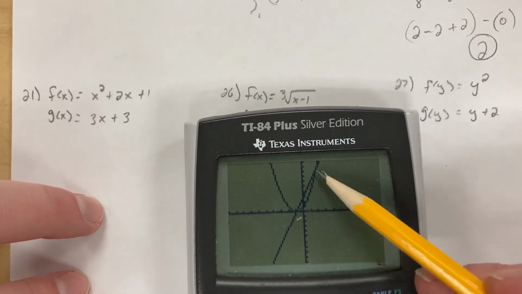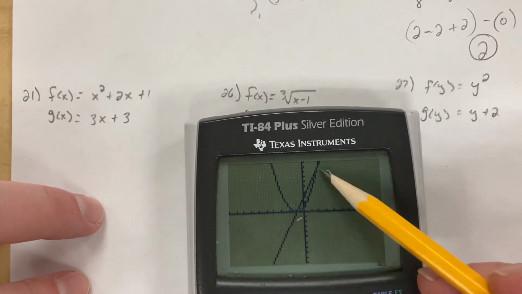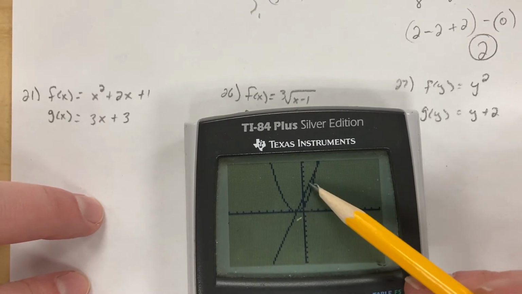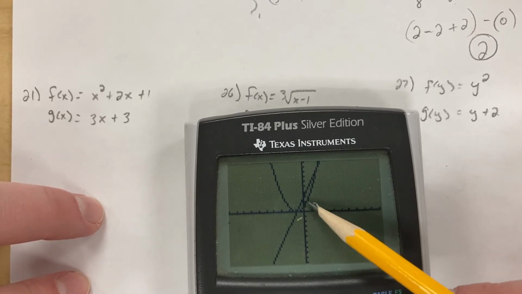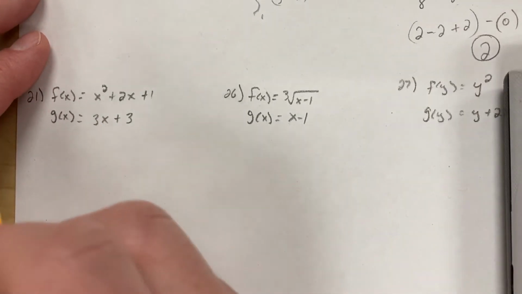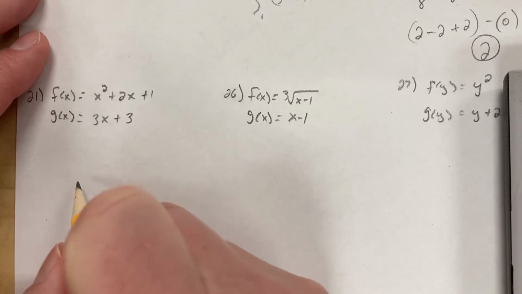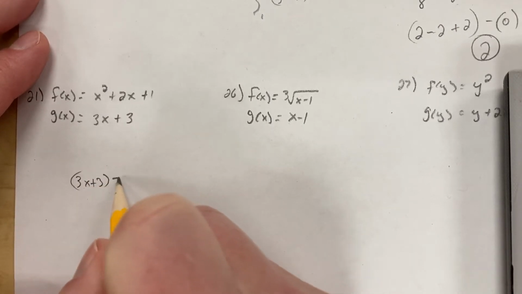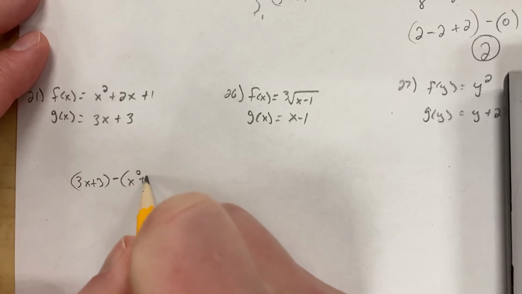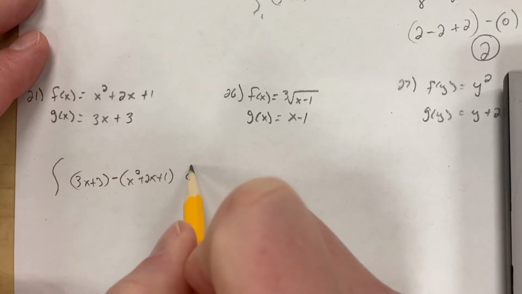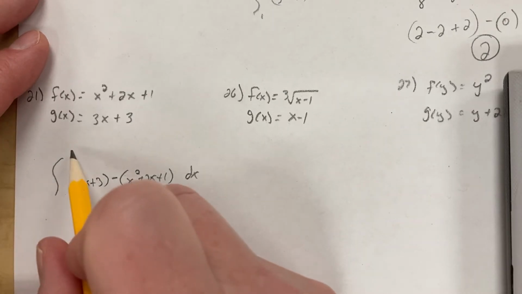I need to find out where those intersect, and then I need to figure out what's top and bottom. So it looks like the line is top and the parabola is the bottom. So we're going to go 3x plus 3, the line, minus x squared plus 2x plus 1. All right, that will give us the area. We just have to know where to start and where to finish.